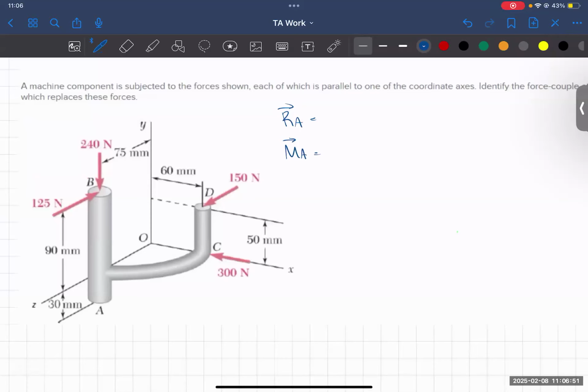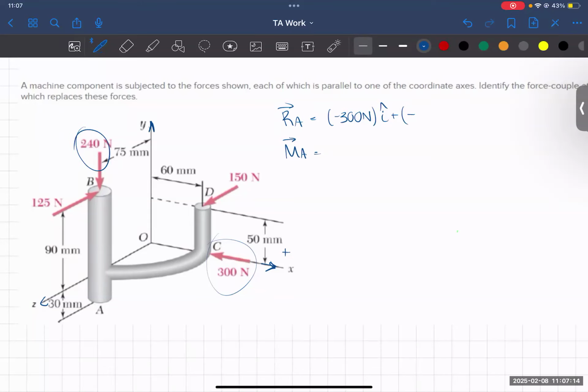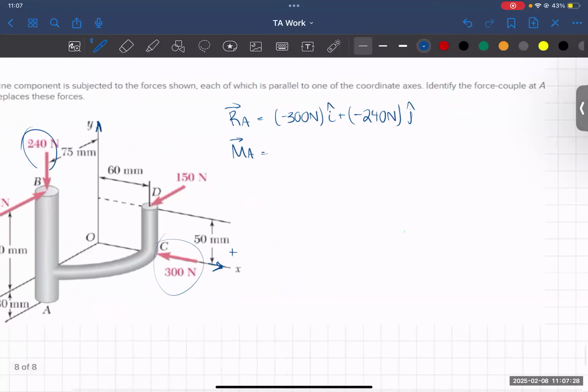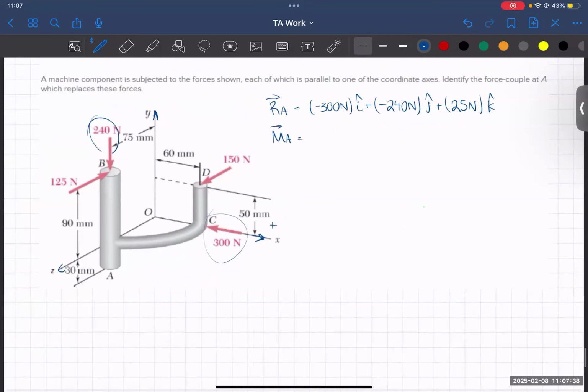So first I will start with the x-axis, doing the sum of the force on the x-axis. This is the positive convention. This is positive for y, positive for z. So the sum of force in the x direction is only this 300 newtons, so we have minus 300 newtons in the i hat direction. Now we go to the y direction, we have only this one, so we have minus 240 newtons on the j hat. On the z, we have these two, so they kind of react to each other. So 125 is going in the negative direction, 150 is going in the positive, so we get minus 125 plus 150, so we get 25 newtons in the k hat direction. Okay, that's for the forces.